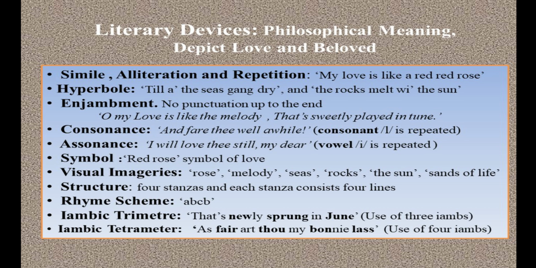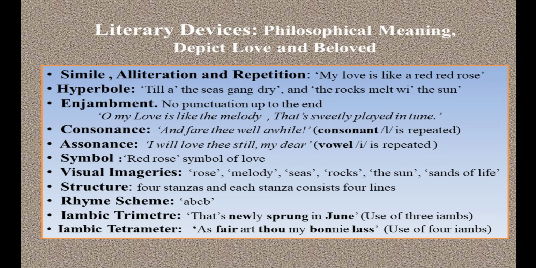Repetition of consonant sound l and r in "Oh, my love is like a red, red rose" is an example of alliteration. "Till all the seas gang dry" and "the rocks melt with the sun" are examples of hyperbole. The exaggeration emphasizes the poet's love for his sweetheart.